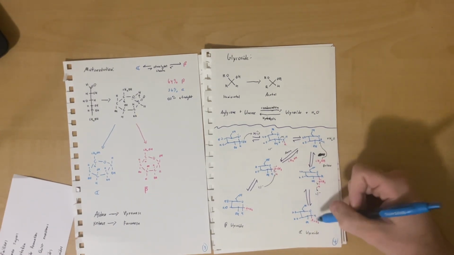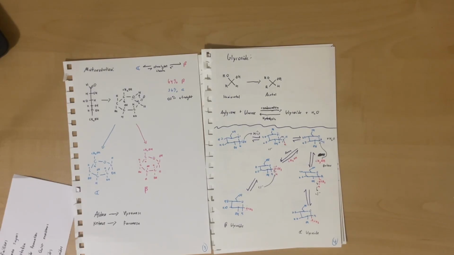And again, because of the presence of this, it prevents mutarotation. And in this case, if you wanted a disaccharide, in other words, if you wanted 2 sugars added to each other, this methanol will be replaced with a sugar.